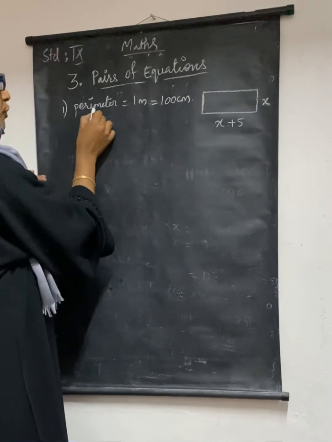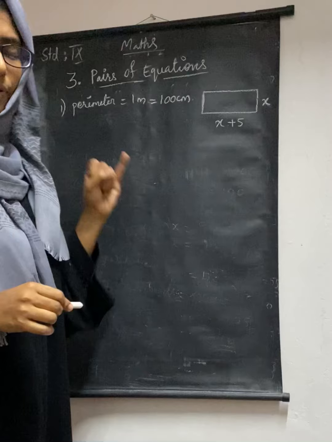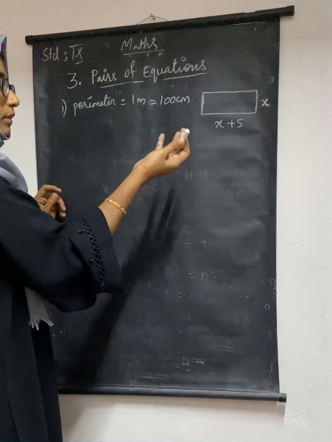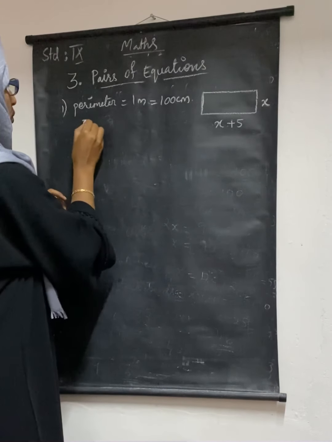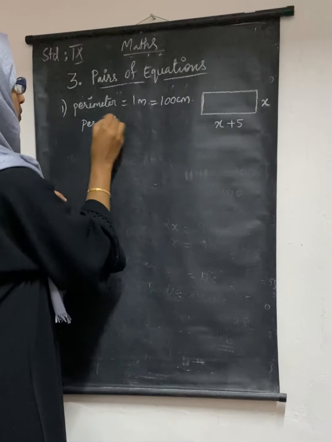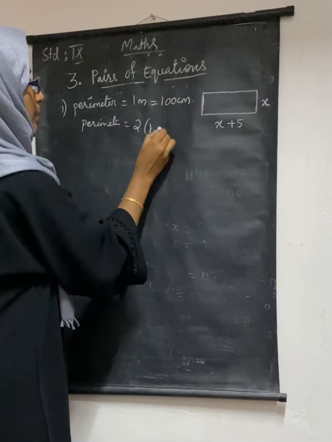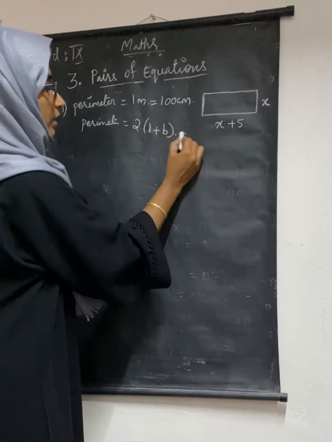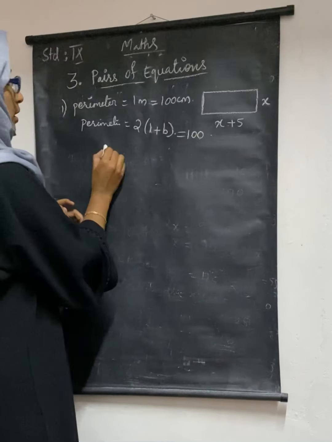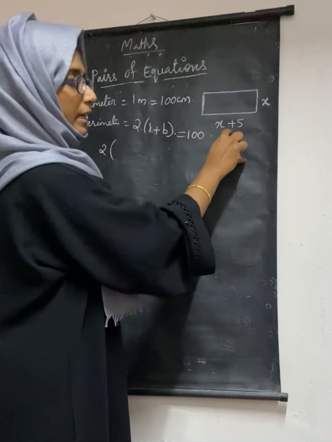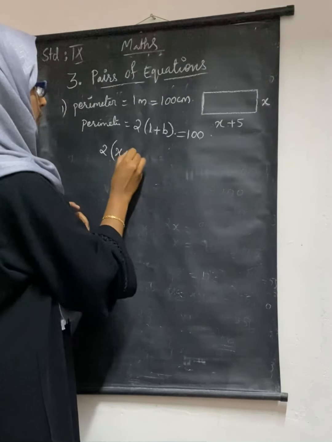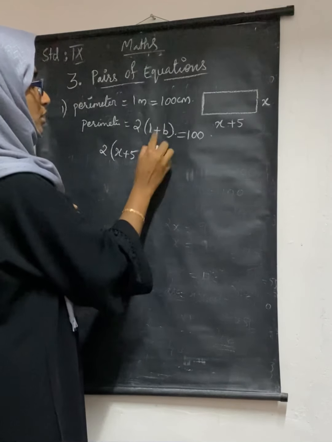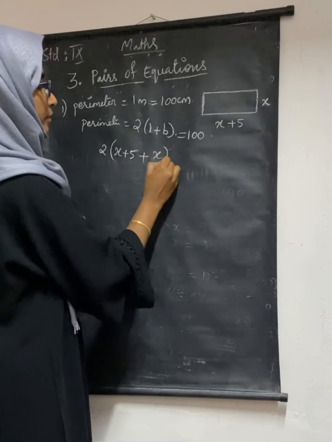Now, what is the formula for perimeter? Whenever perimeter is given, you have to use the perimeter formula. Whenever area is given, you use the area formula. That is our clue. The perimeter of a rectangle is 2 into (L plus B). What is the perimeter given here? 100. Now I am writing 2. Length I can take as x plus 5, length is this, breadth is this. So 2 into (x plus 5, plus breadth, which is x) is equal to 100.